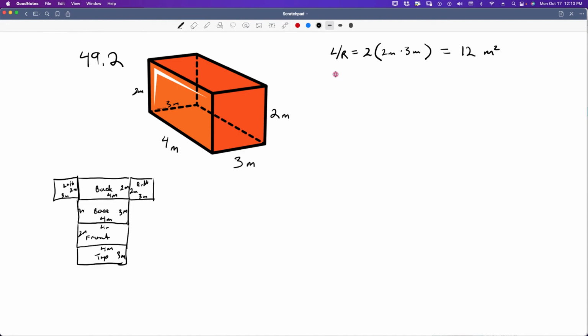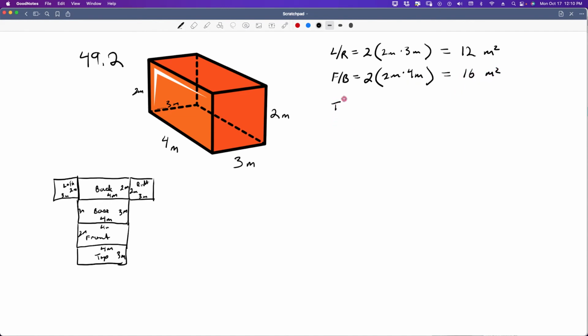Now I'm going to do my front and my back. There's 2 of those and they're identical. The front is 2 by 4 and the back is 2 by 4. So 2 meters by 4 meters. And that's going to be 2 times 4 is 8. 2 times 8 is 16 meters square.